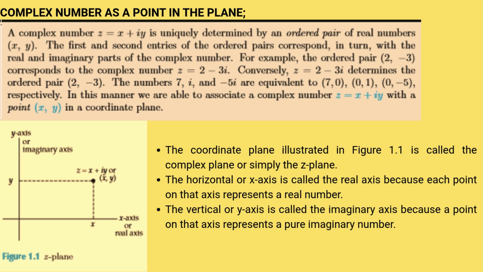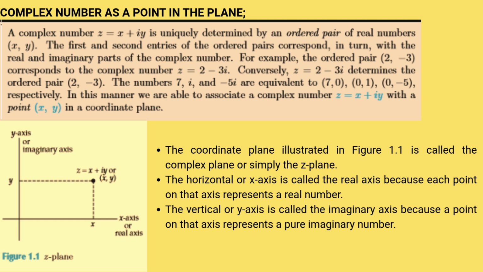The next definition is in the form of a point. A complex number can be viewed as a point in the plane. The complex number x plus iota y is uniquely determined by an ordered pair of real numbers (x, y), where x is the real part and y is the imaginary part. So, for example, there is a complex number in the form of an ordered pair (2, -3). (2, -3) corresponds to this complex number 2 minus 3 iota, and conversely, this complex number determines the ordered pair (2, -3). So there is a one-to-one correspondence in these two representations.